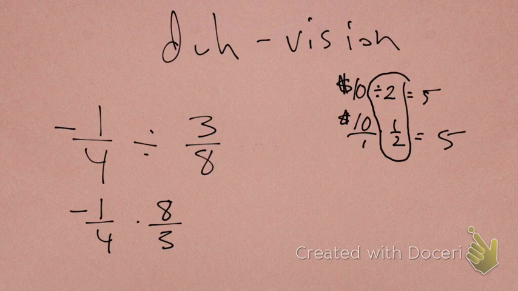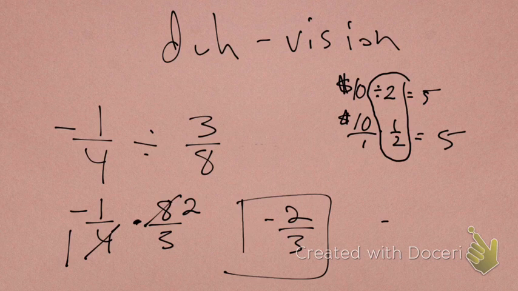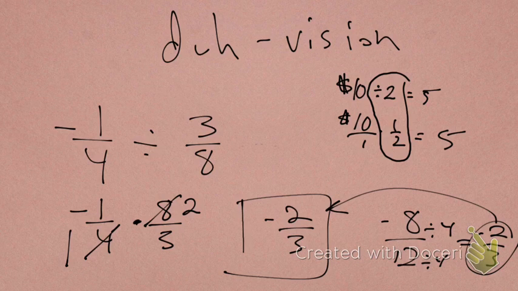So now that I have this multiplied by the reciprocal down here, I'm going to cross simplify. I can divide both 4 and 8 by 4 and get a 1 and a 2 for a negative 2/3. So I heard someone out there say something like a negative 8/12. We could divide those both by 4 and get negative 2/3. Same answer. I just prefer to cross simplify. Let's give it one more.